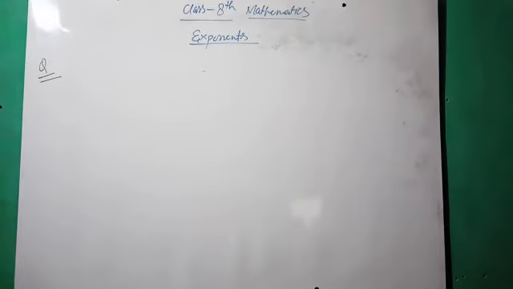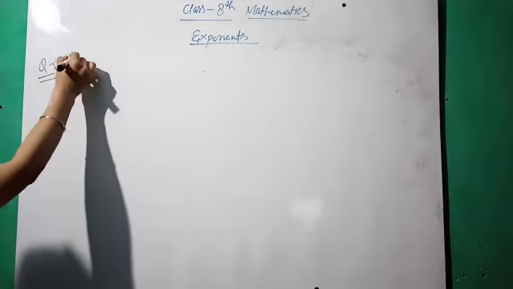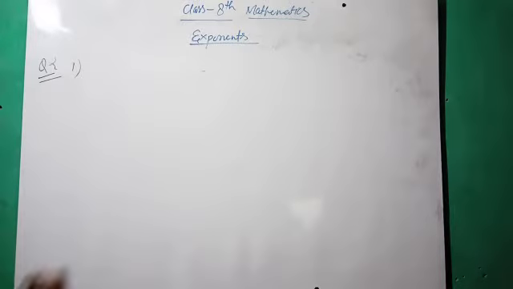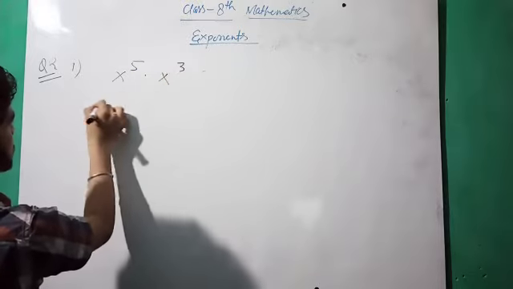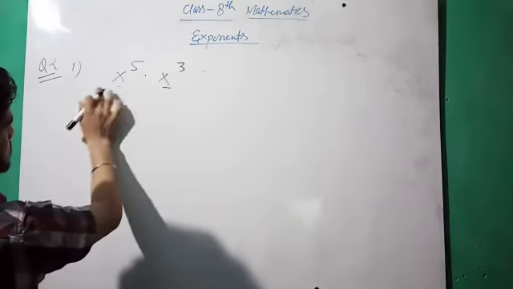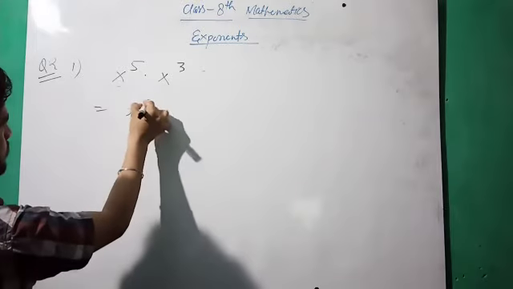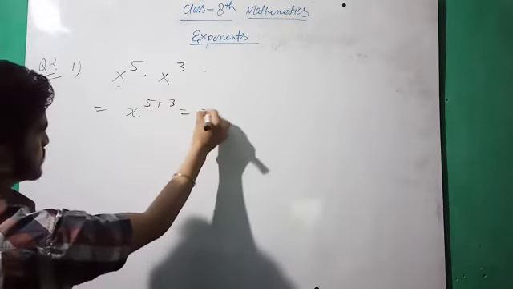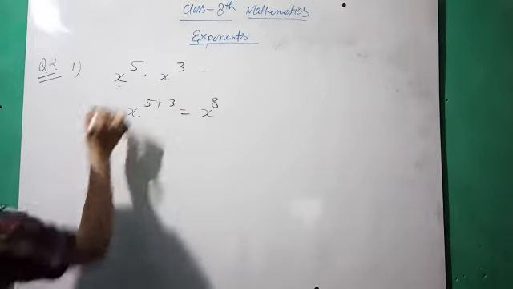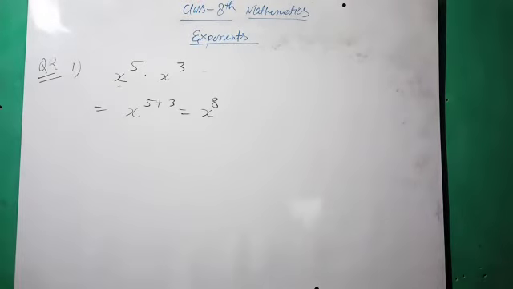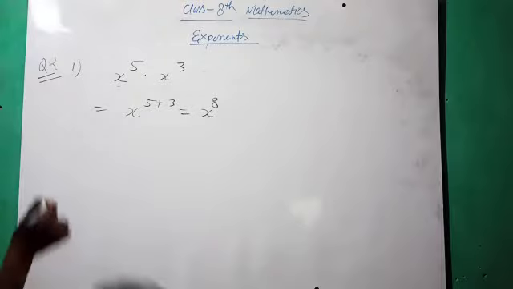We will discuss question number 2, first part. First part is x to the power 5 times x to the power 3. Multiply same base, so same base means powers are added. 5 plus 3, so it is written as x to the power 8. Okay, the rest of the parts are your homework.